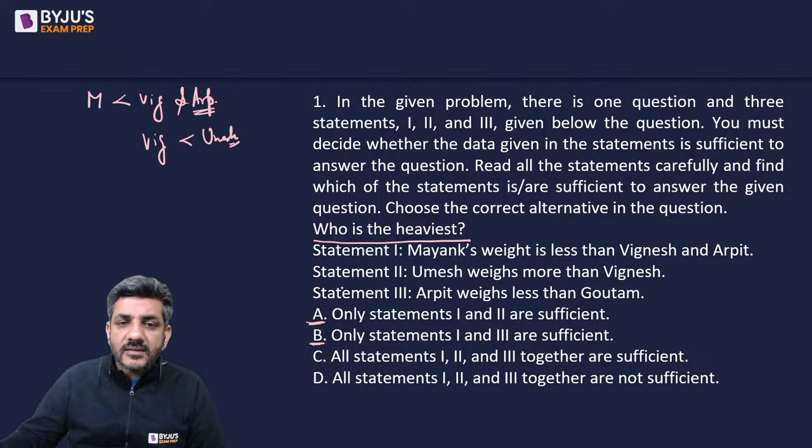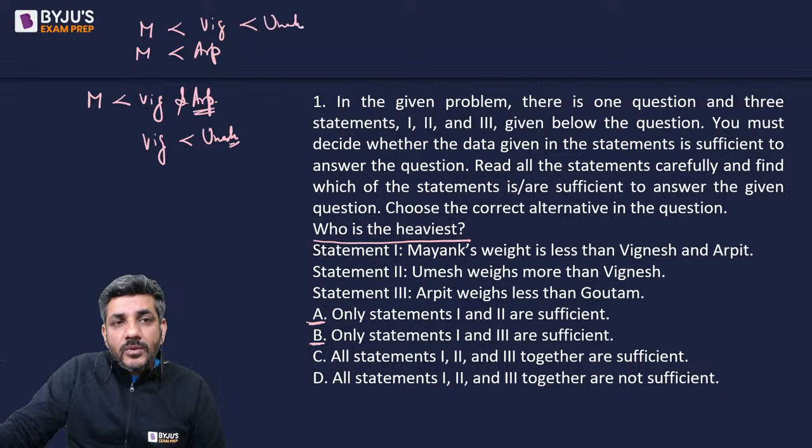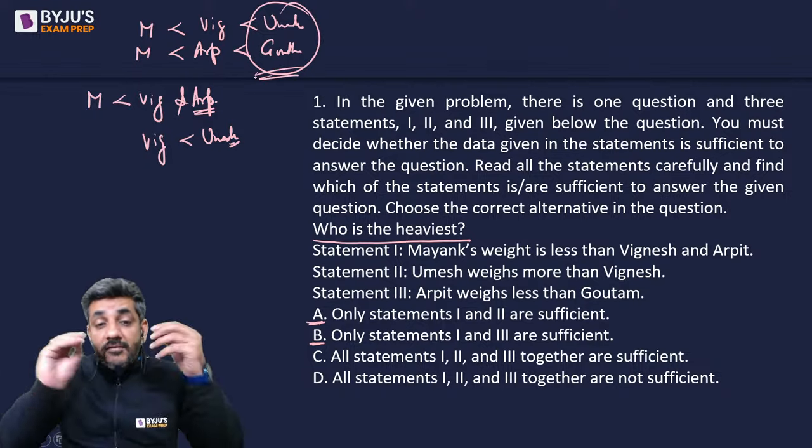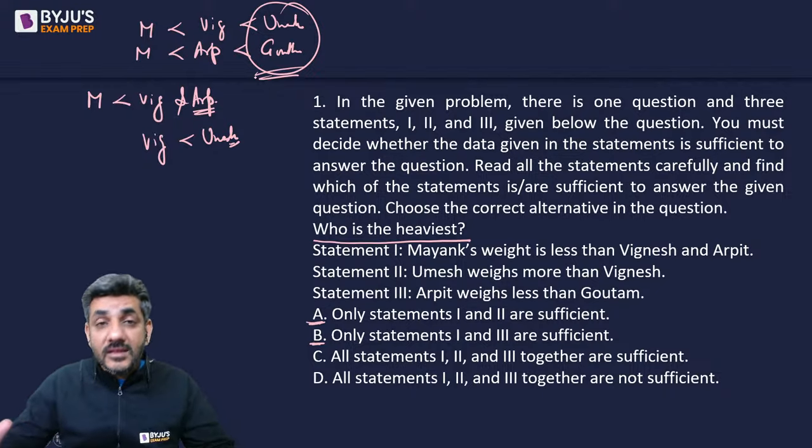Still I cannot say anything. Statement 3: Arpit weighs less than Gautam. If Arpit weighs less than Gautam, what do we know? Mayank is less than Vignesh. Mayank is less than Arpit as well. Vignesh is less than Umesh as well. Arpit is less than Gautam. But I do not know between Umesh and Gautam who is heavier. Even if I know that, how do I know who is heaviest among them? Because I do not even know how many people there are in total.